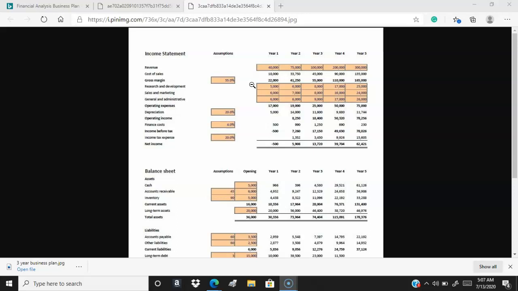Depreciation. Depreciation is depreciable assets that you have, such as computers or furniture or anything like that. How much did it cost you to get that? Okay, then your operating income: how much money did you make off the operation?